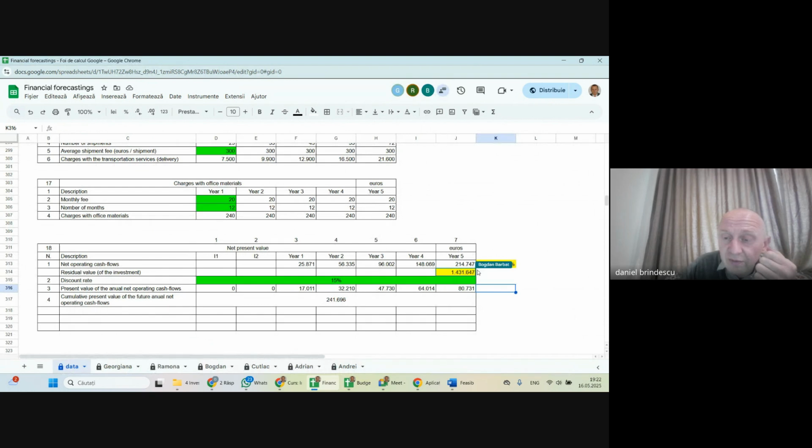And after 5 years, I'm estimating that the residual value would be of 1,400,000. So much more than the present value, the value of the initial investment. How can that be? Well, it could be possible in theory if the investment becomes larger than the sum of its parts, in the sense that in time, of course, you get a certain share of the market, you get experience, and you're transforming this infrastructure into a well-oiled machine of generating cash flows.